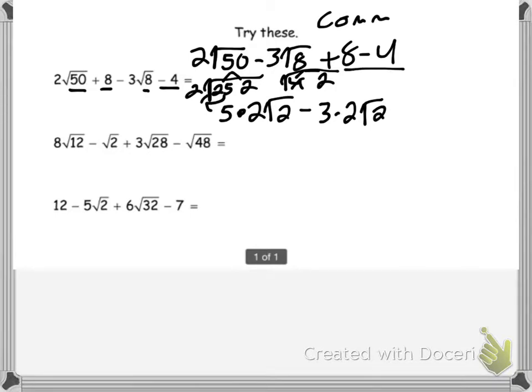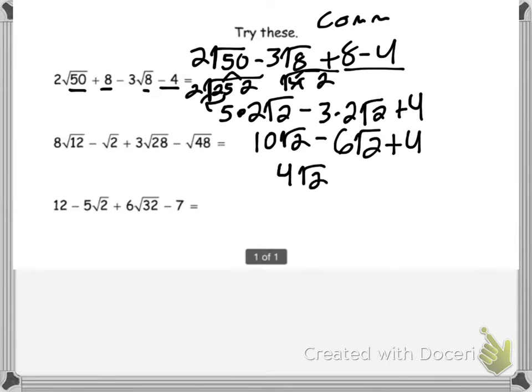Now we know that 8 minus 4 is 4, and it's positive because we have more positives than negatives. 5 times 2 here is 10 on the square root of 2. Negative 3 times 2 would be minus 6 on the square root of 2, plus 4. Remember, that's just like having 10x minus 6x. So 10 minus 6 is 4 on the square root of 2 plus 4. So there's our simplified radical expression.